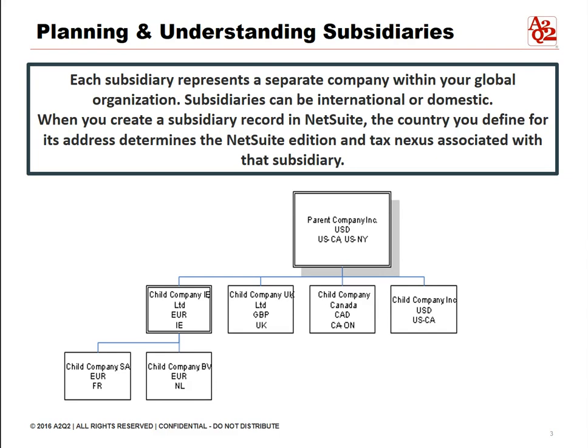Each subsidiary represents a separate company within your global organization. Subsidiaries can be international or domestic. When you create a subsidiary record in NetSuite, the country you define for its address determines the NetSuite edition and tax nexus associated with that subsidiary.